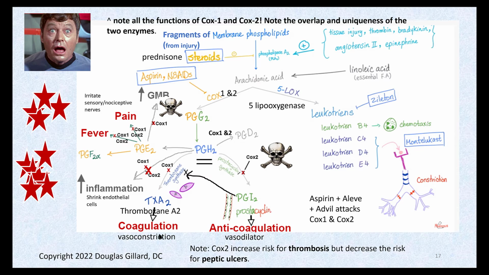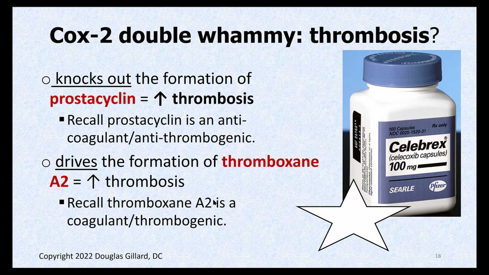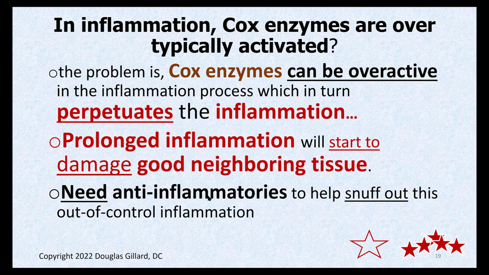See how that works? All right, play it back if you don't get it. Listen to it again. Hopefully it'll sink in. So pretty much everything I already said. So COX-2 inhibition is a double whammy with regard to thrombosis. It knocks out the formation of prostacyclin, which increases the process of thrombosis. It also drives the formation of more thromboxane A2, and that is a powerful coagulant, or a prothrombogenic molecule, as we already said. Got it?